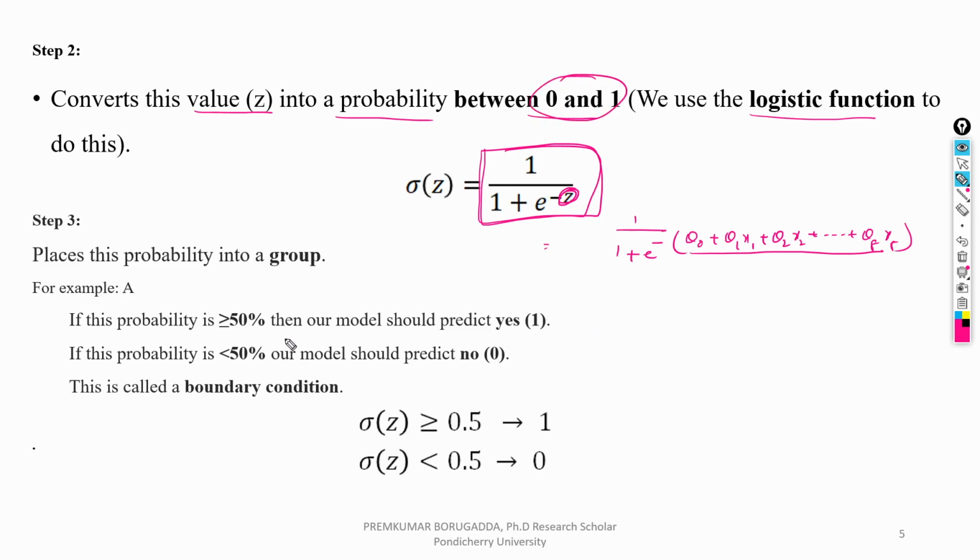If the probability value is greater than or equal to 50%, which means sigma of z is greater than 0.5, it will be considered as class 1. If the probability value is less than 0.5, consider it class 0. This is a binary classification problem, whether 0 or 1, which means whether the rain will come or not.